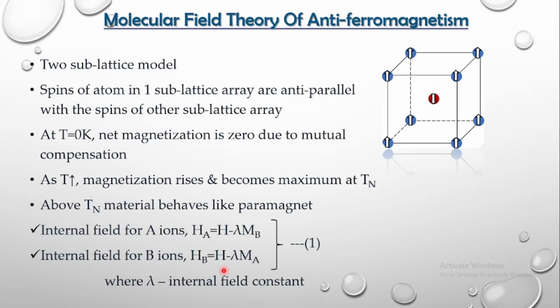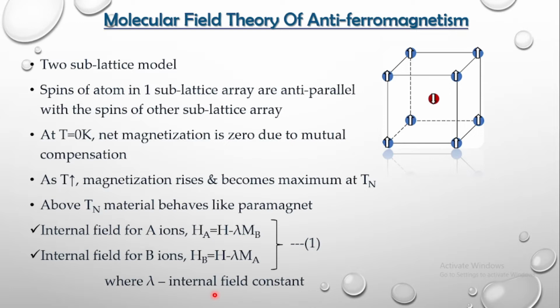That's why HA has MB and HB has MA. And this internal field constant is going to determine the strength of exchange interaction. The details about this equation and the constant, the internal field or exchange field, were already discussed while discussing ferromagnetism. So now we are just going to move to the next part.